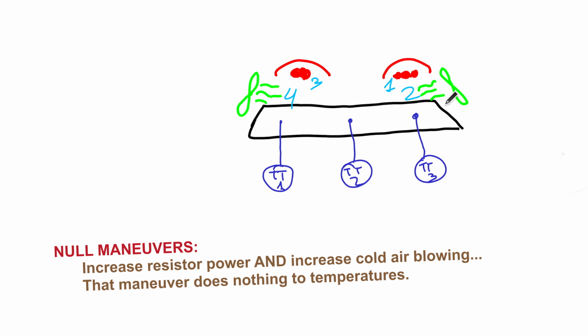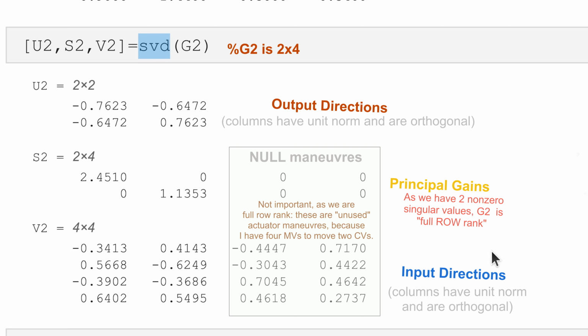So that's the intuition behind what we consider a null space maneuver, and we should not execute such null space maneuvers. So these are the principal maneuvers and their interpretation in a process.